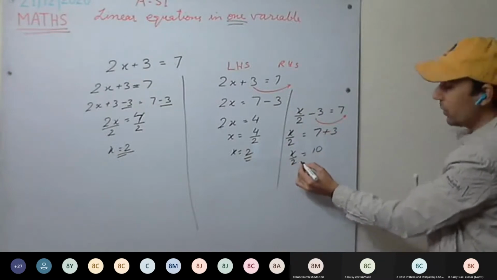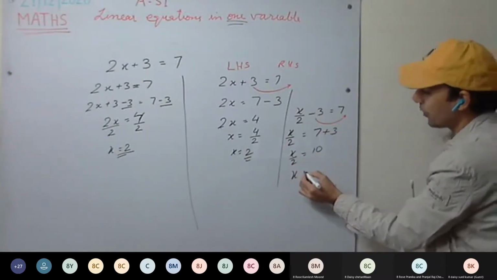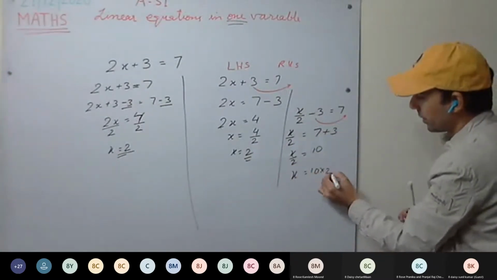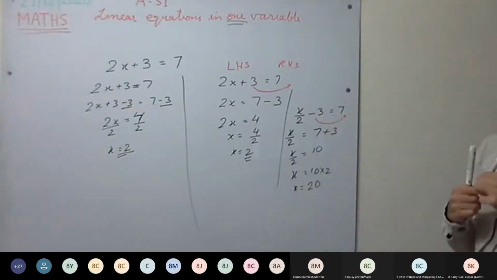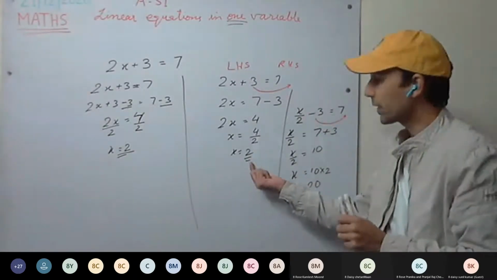Now x is divided by 2. If we transfer it to the right hand side, it will be multiplied. So x will be how much? 20. This is clear.